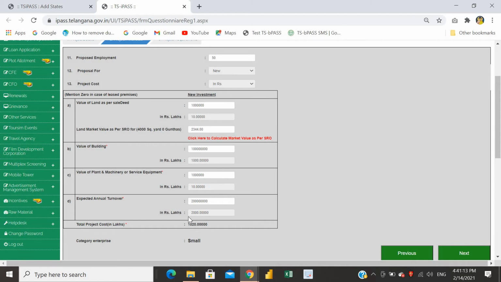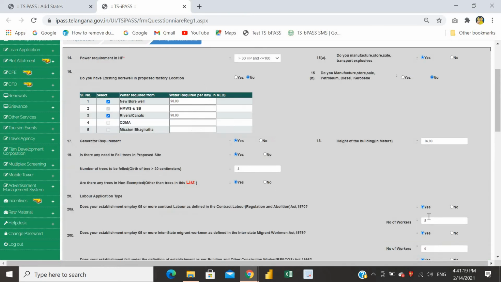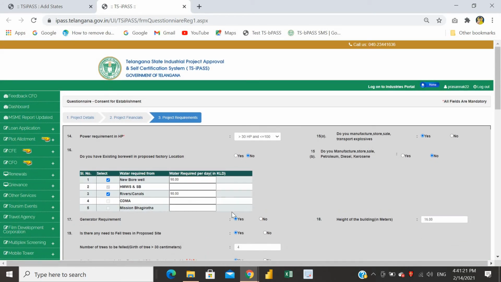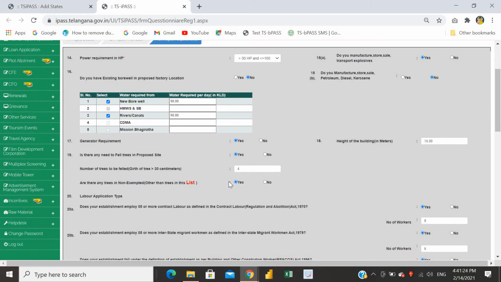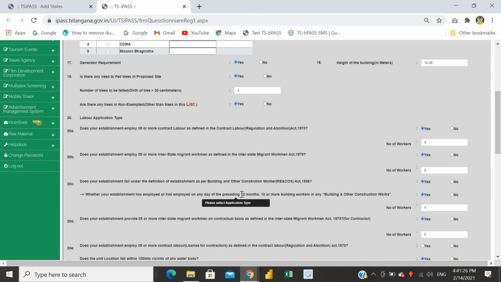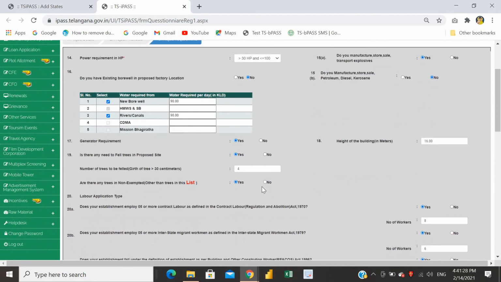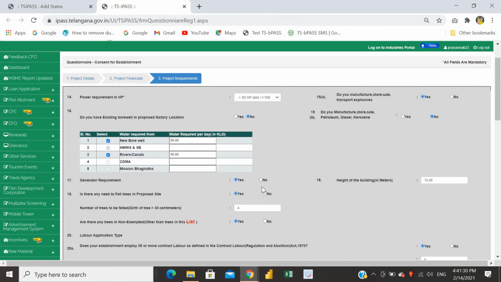So now I have added 20 crores here. So my category of enterprise has become small. I'm just proceeding further. So now we have come to the project requirements page. Here each and every question is related to one of the departments, like whether the approval has to be taken from different departments or not.